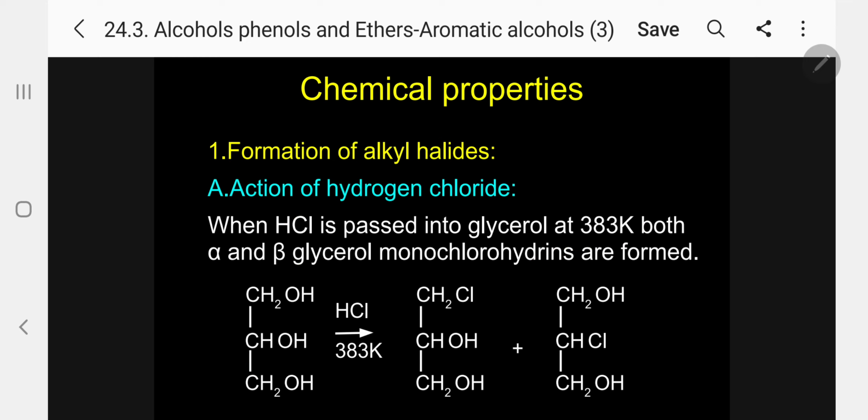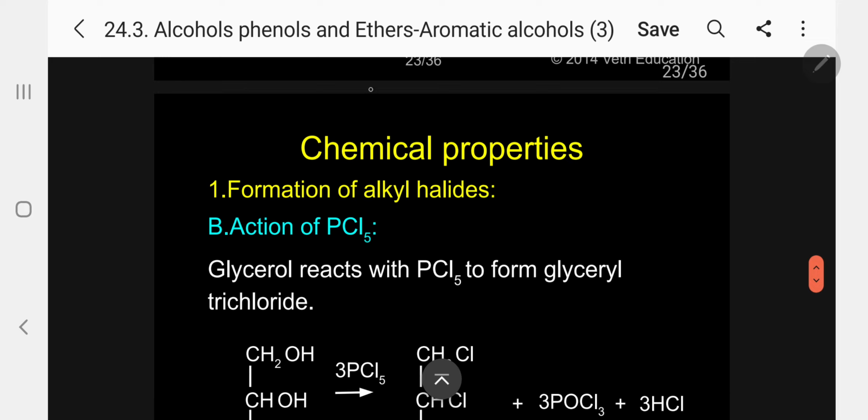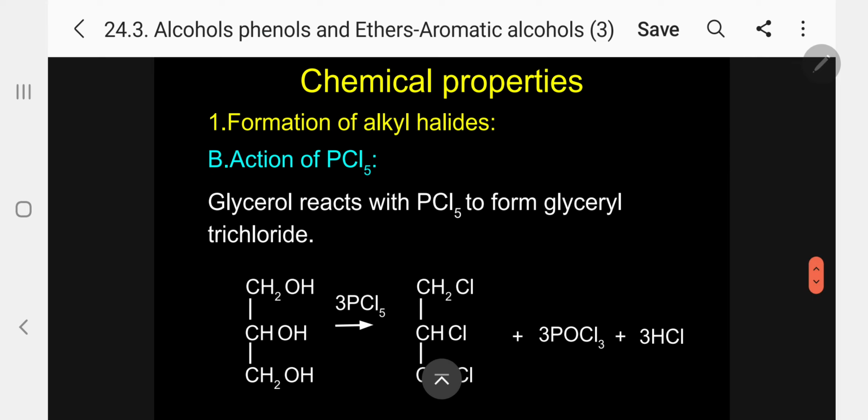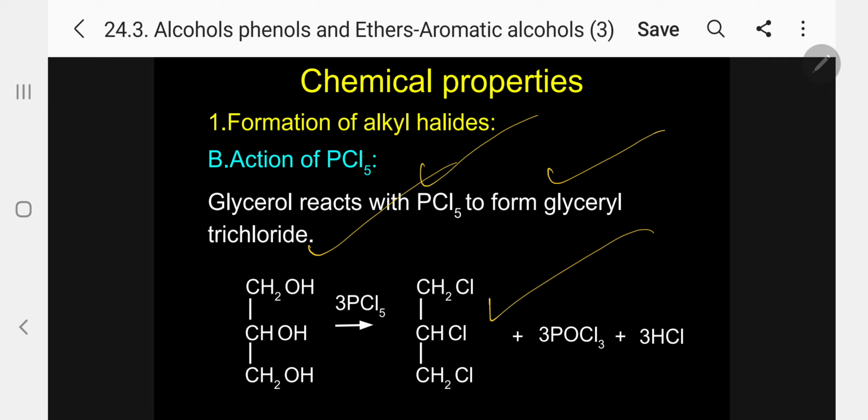Please follow, 383 Kelvin. The next one is phosphorus pentachloride. Action of phosphorus pentachloride, again under the formation of alkyl halide. Glycerol reacts with PCl5 to form glyceryl trichloride. It's a powerful chlorinating agent. So all three OH groups are substituted, and we get glyceryl trichloride or 1,2,3-trichloropropane. As usual, we also get three phosphorus oxychloride and HCl. Please remember.